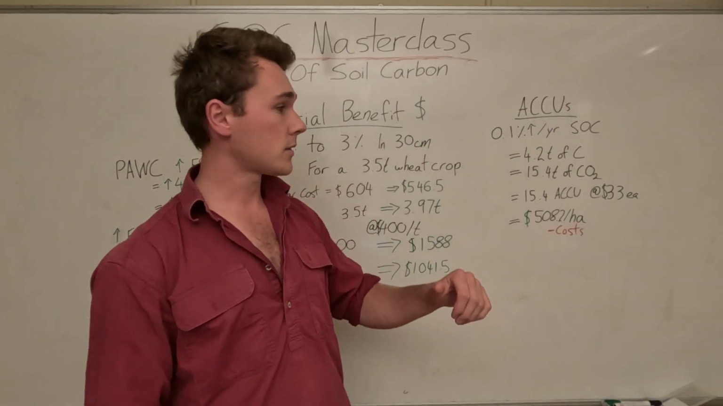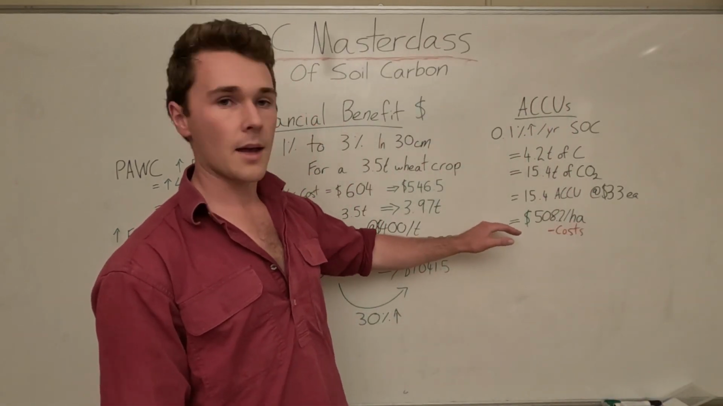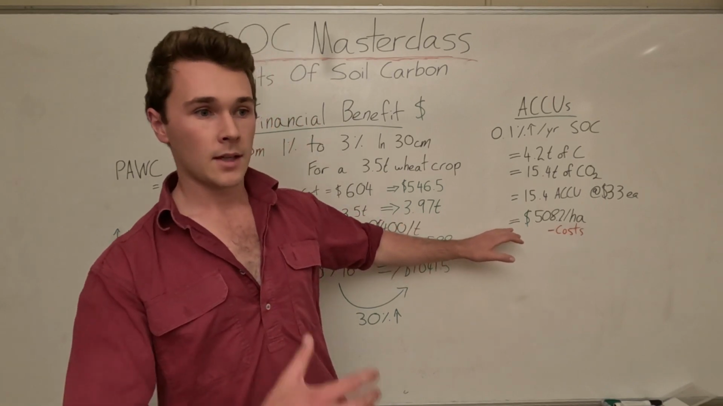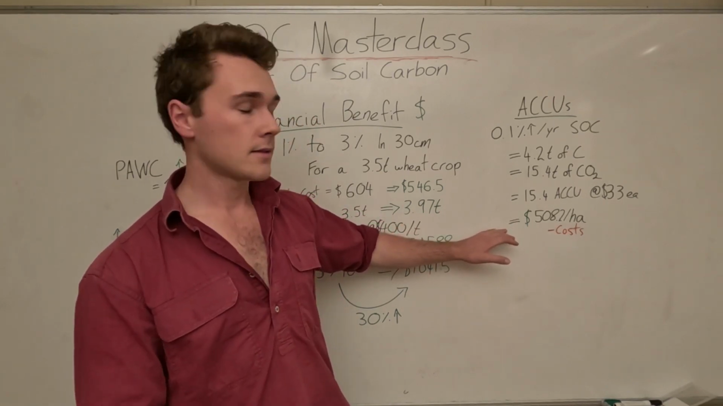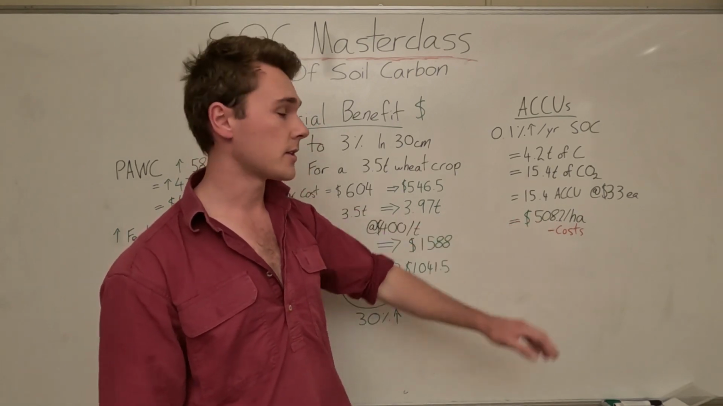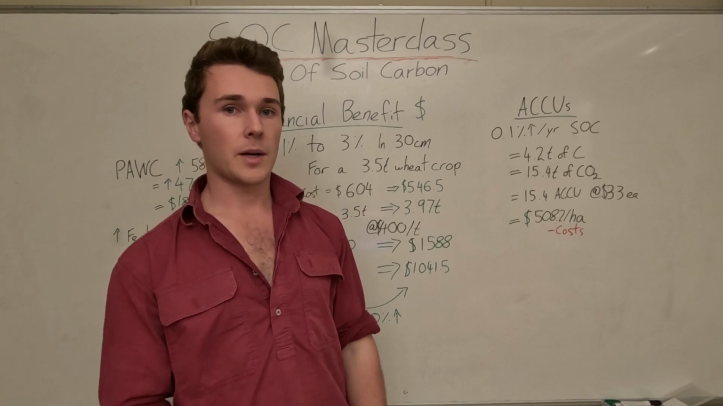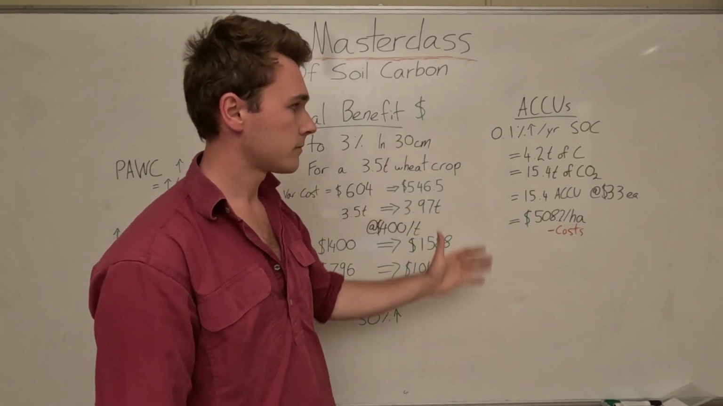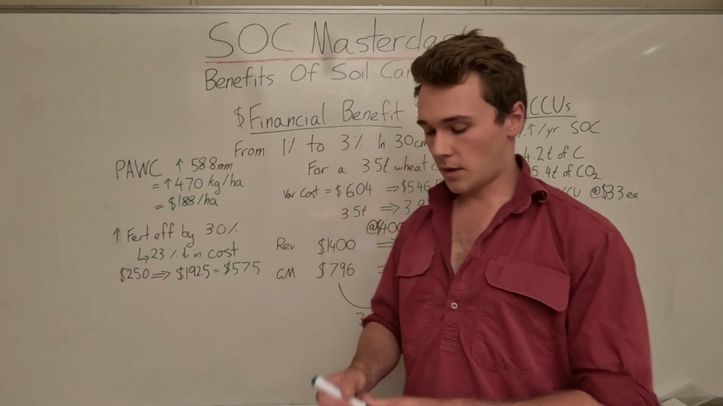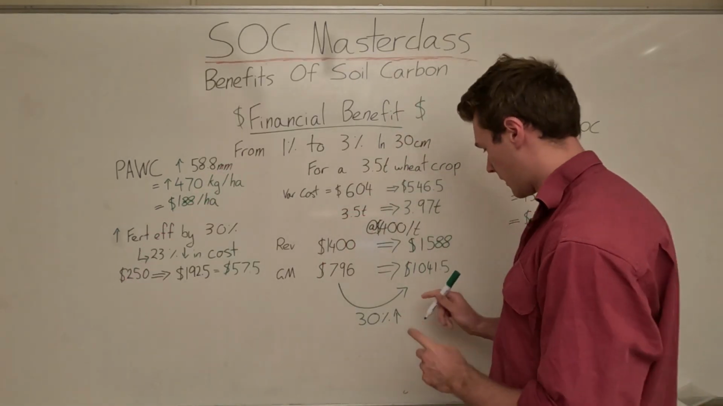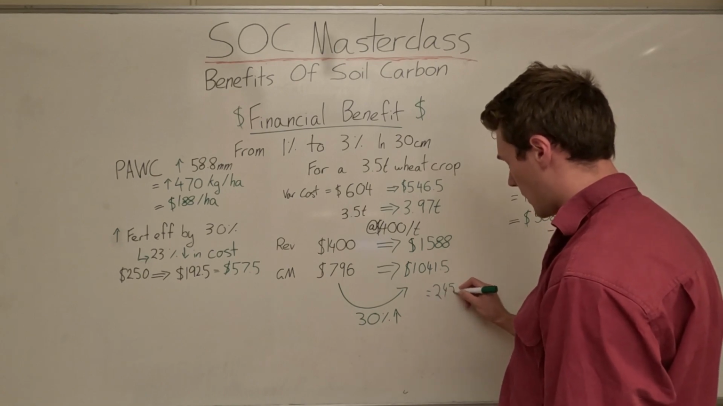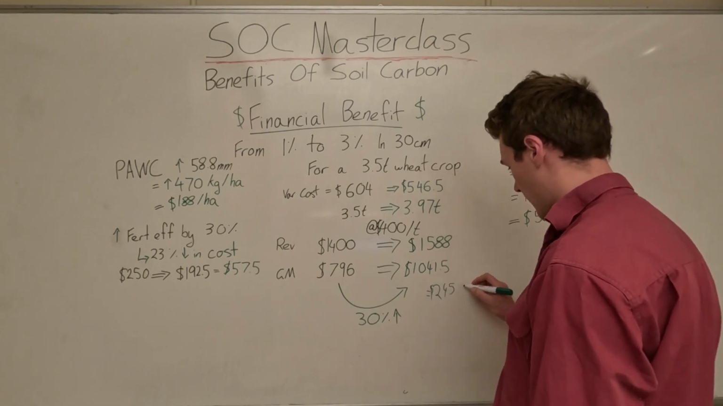There's also the admin costs of setting up a carbon credit program. There's also the soil organic carbon laboratory tests that you'll have to also pay for. So there are a lot of costs associated with this. So that's important to keep in mind. But in general, that could be something worth looking into. So this works out to be about $245 a hectare. There we go.